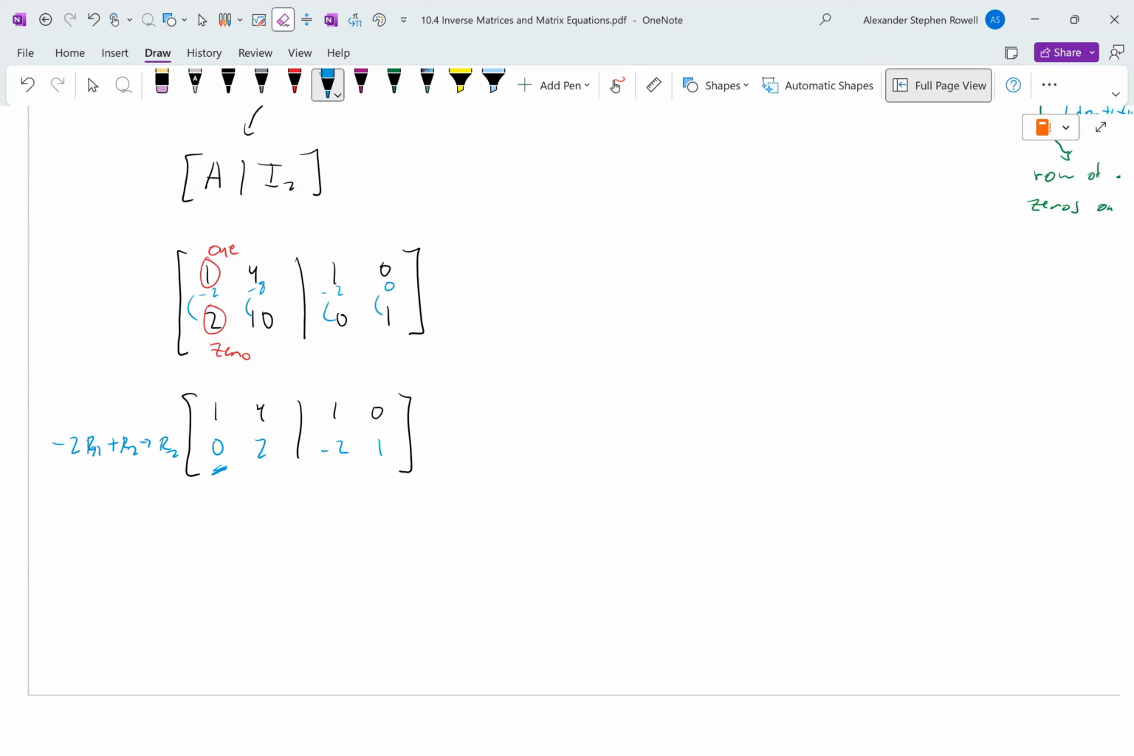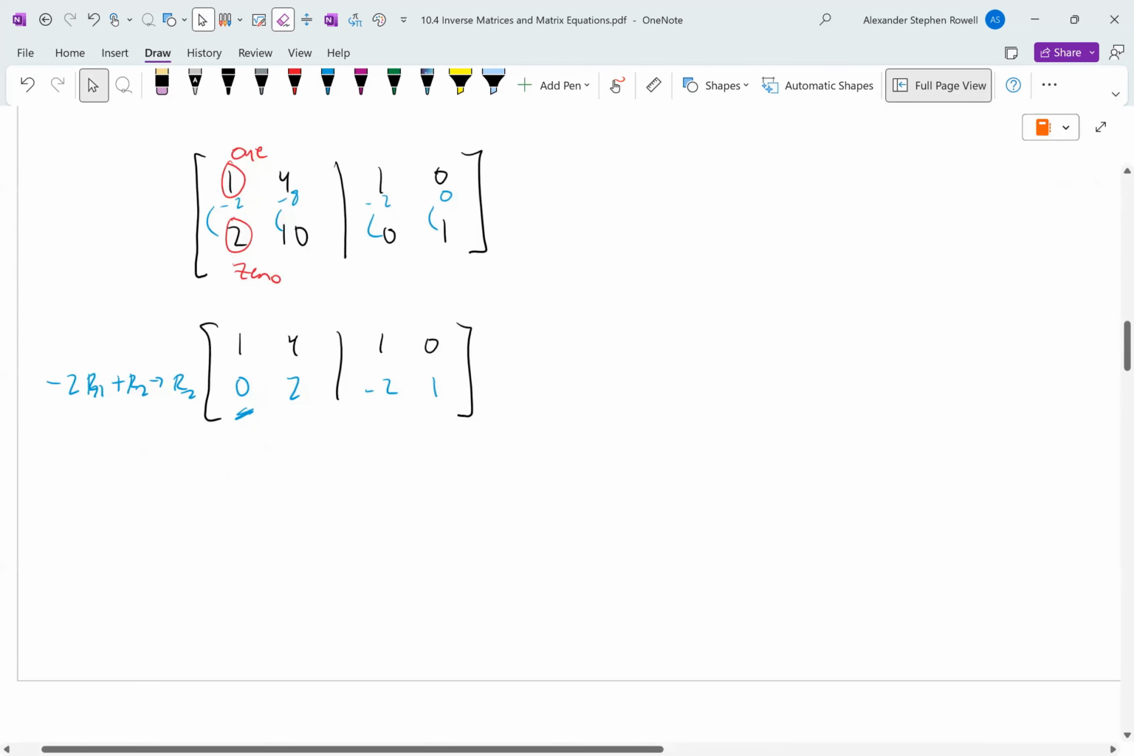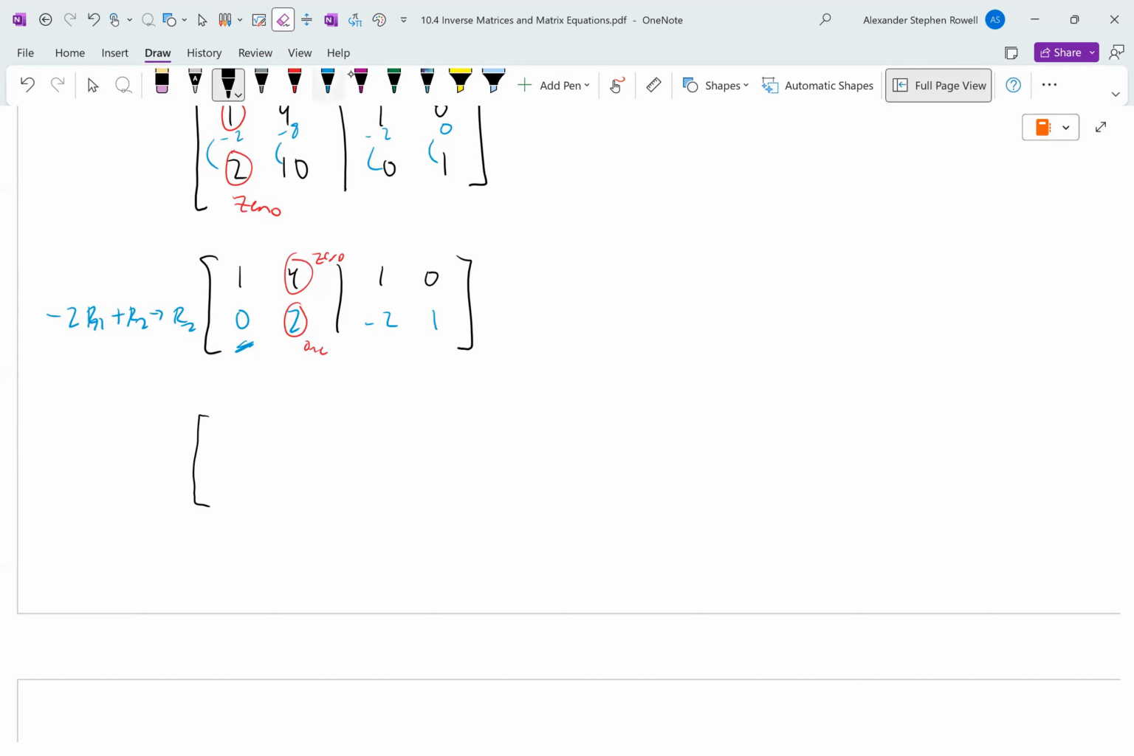So it's a lot more work because it's twice the size, right? So the goal is to get the identity on the left-hand side. So I really want this to be a 1, and I want this to be a 0. So 1/2 times row 2, and replace row 2 with it. 0, 1, -1, 1/2. Any questions about this so far?